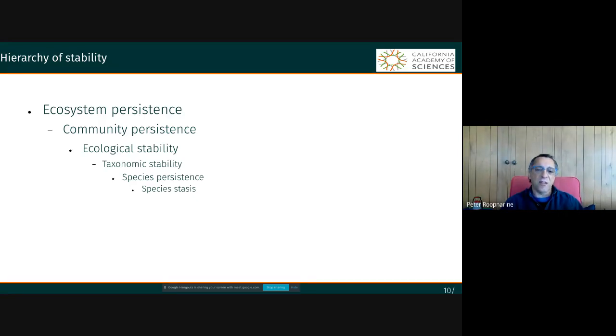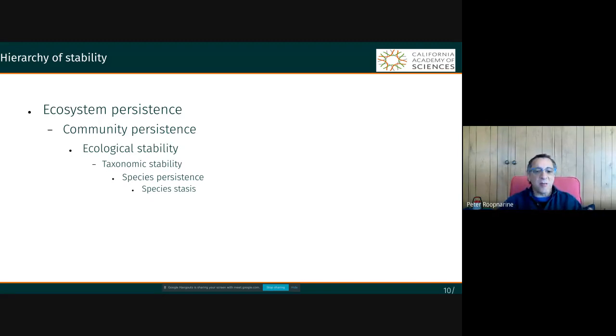And species can last for a very long period of time unchanged. There's this taxon stability where at higher taxonomic levels, you have the origination of a genus of organisms, for example, and it tends to persist for a very long period of time. It rises up, it lasts, and then it goes away. There's ecological stability where particular communities seem to be stable and persistent for very long periods of time.